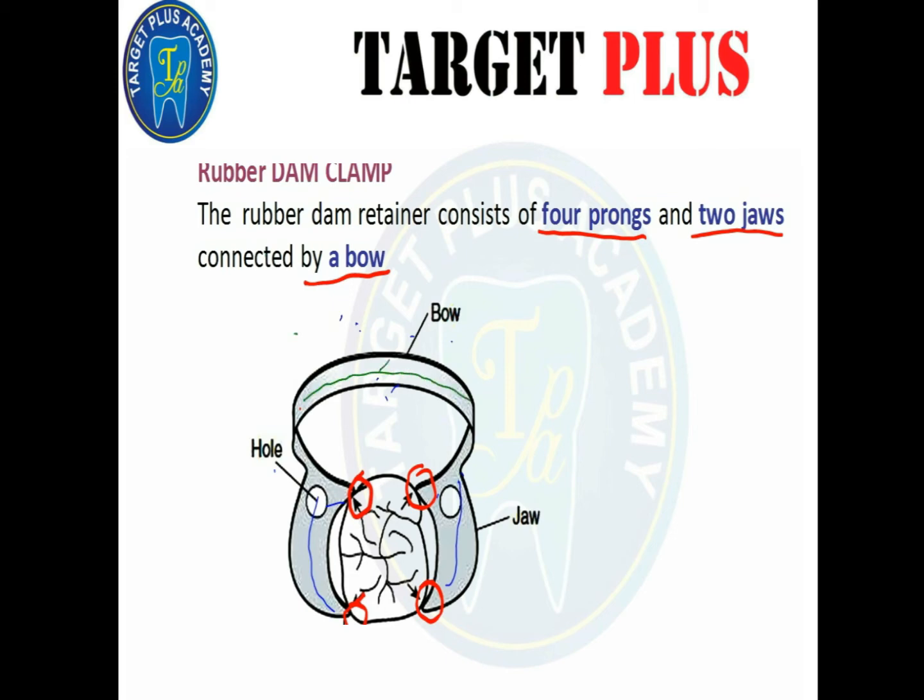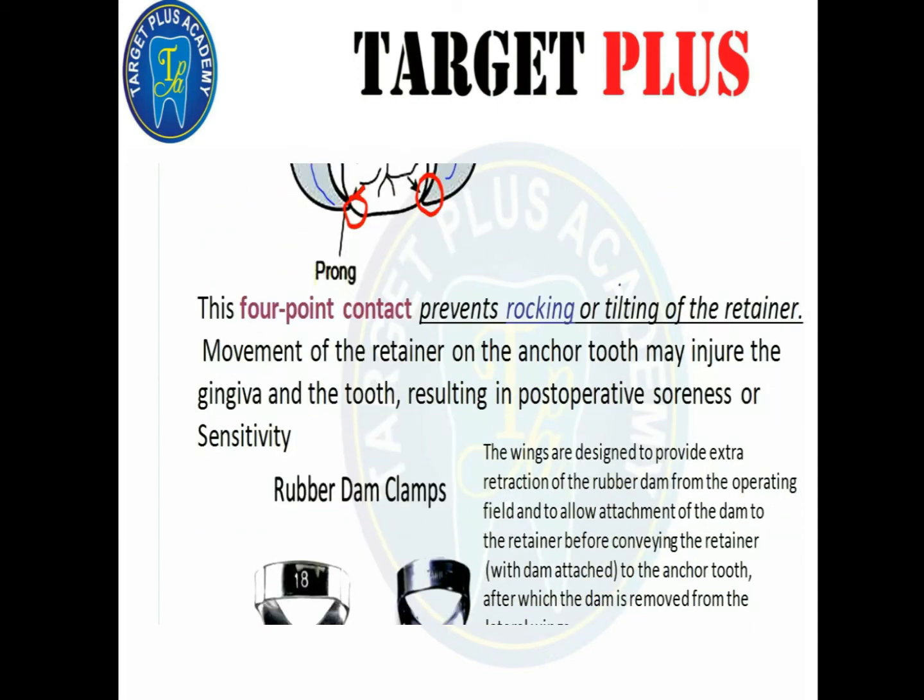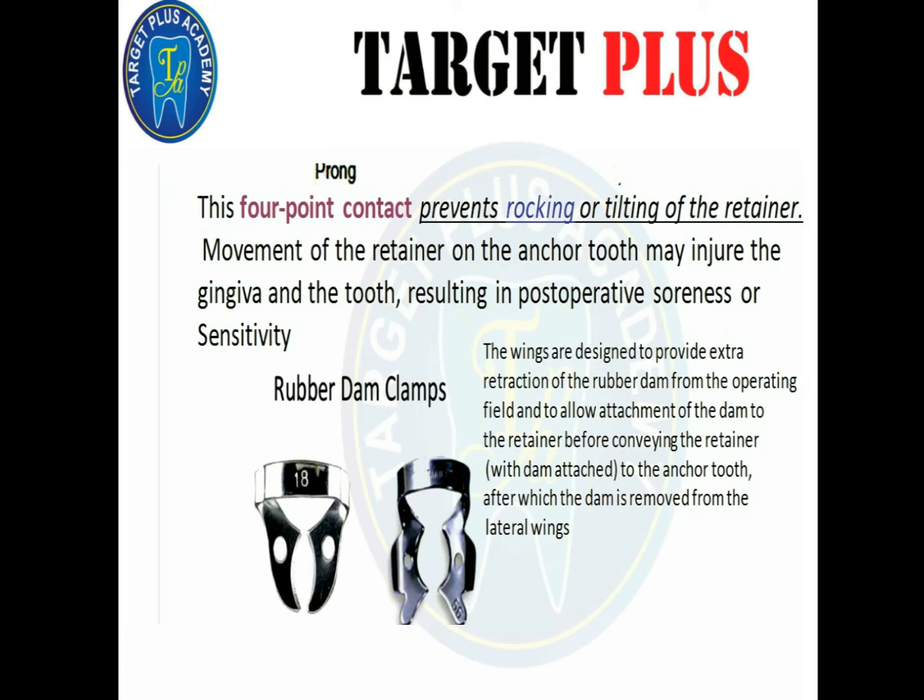Now we discussed that there should be a 4-point contact. So why we need a 4-point contact? That prevents rocking or tilting of the retainer. So movement of the retainer or clasp on the anchored tooth that may injure the gingiva and the tooth, resulting in post-operative soreness or sensitivity.